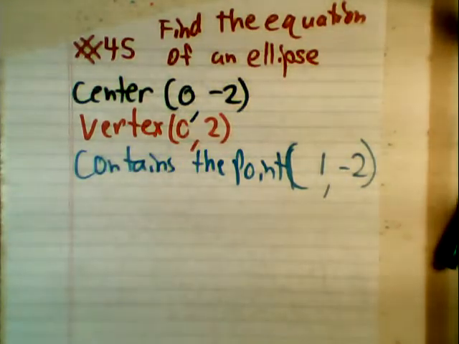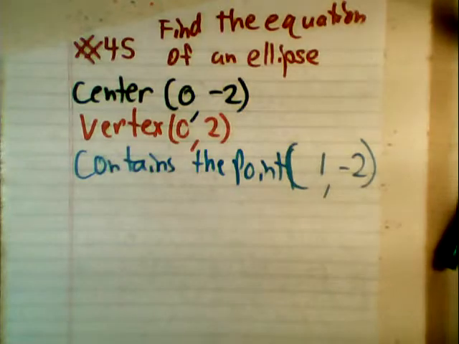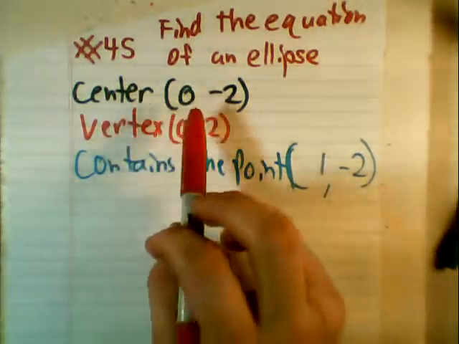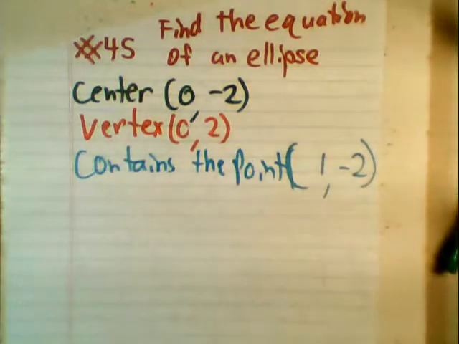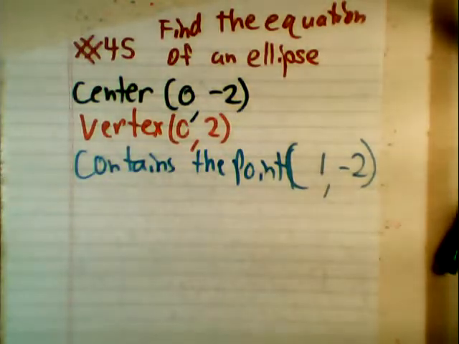On number 45, we are told to find an equation for an ellipse given different data. So I'm given a center at (0, -2). The ellipse has a vertex of (0, 2), and then it contains the point (1, -2).